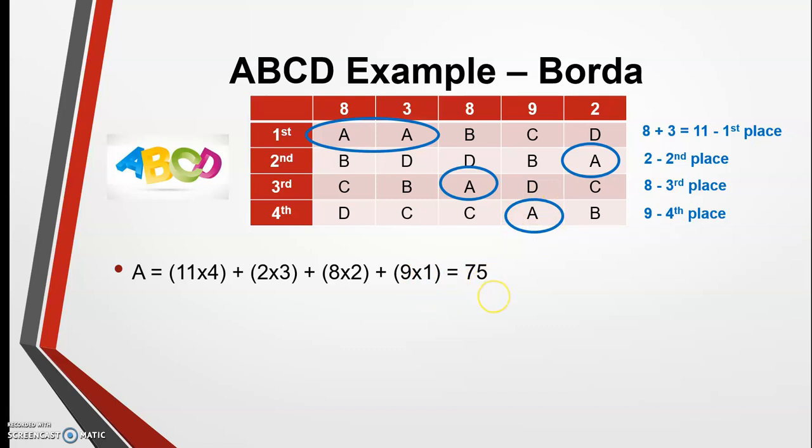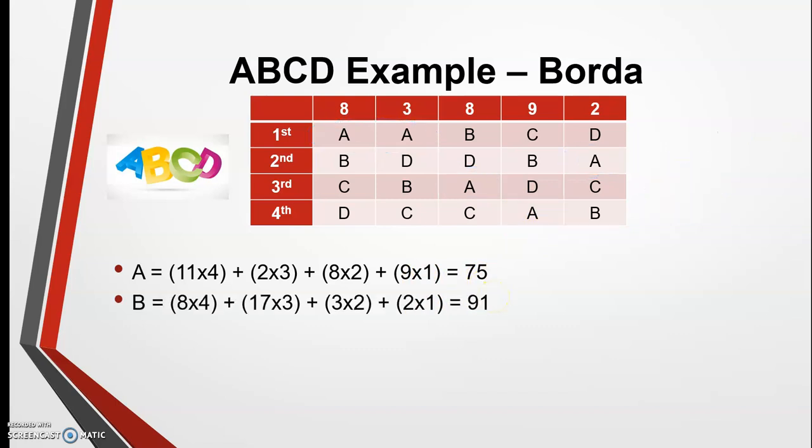For candidate B, again, we could go through here. B has 8 first place, so 8 times 4. B has 8 plus 9, or 17 second place. 3 third place, and 2 last place, for a total of 91 points.